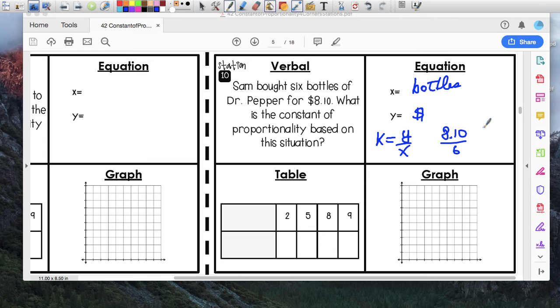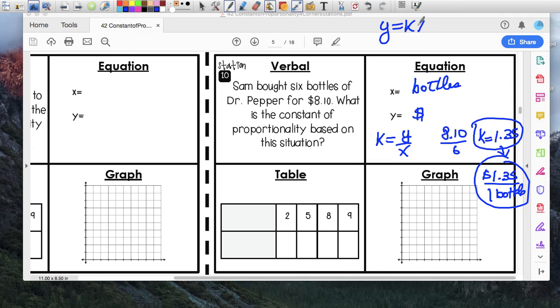So 8.10 divided by 6, hopefully it's a nice number. It's going to give us $1.35. So the constant of proportionality k equals 1.35. From here, I can write my unit rate, which is $1.35 for every bottle of Dr Pepper. Here's my constant of proportionality, and I can write my equation, which is y equals kx. Then we replace k. It's going to be y equals 1.35 times x, which represents however many bottles you want to buy.